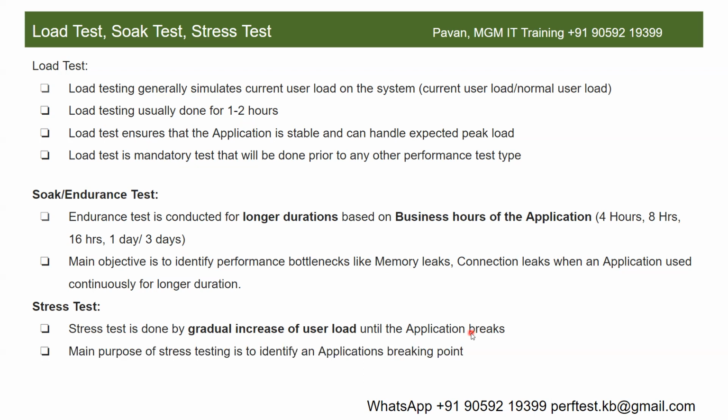How can we say that the application is breaking? Initially, response times will be high. After some user load, your application starts throwing errors like 500 internal server error. At that point, we call that user load the breaking point. The main purpose of stress testing is to identify an application's breaking point, meaning at what user load the application will completely break down. That is the purpose of this stress test.